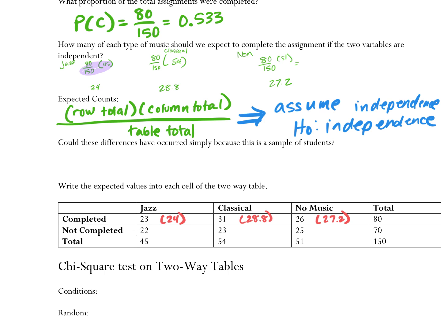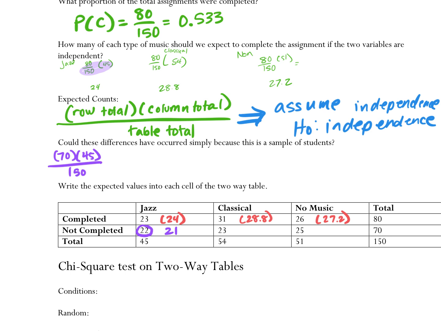So if I wanted to find the expected count for this circled cell here, the jazz not completed, I would do row total times column total divided by my table total. And I bet I can guess the answer. I bet the answer is 21. How did I guess 21? Yeah, overall, this is expecting what should happen to these 45 kids. Does that make sense? All right.